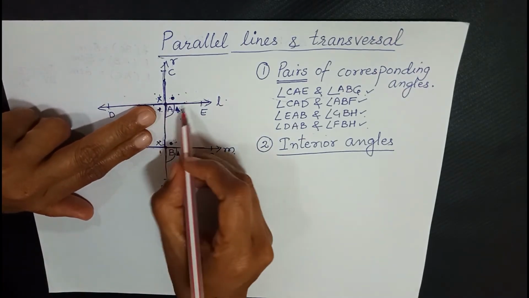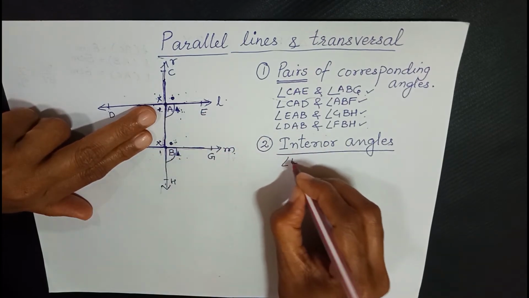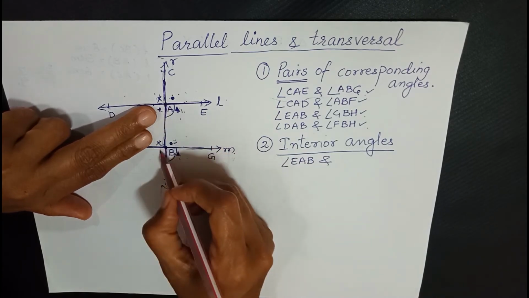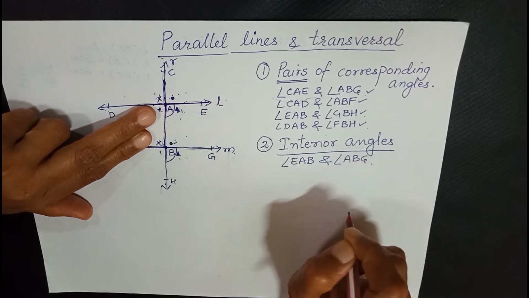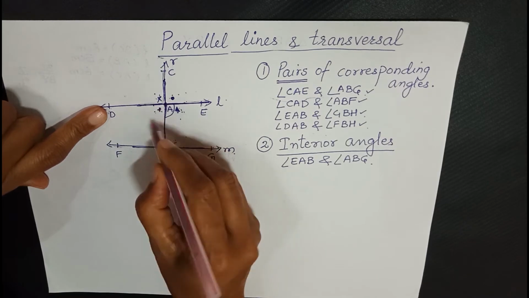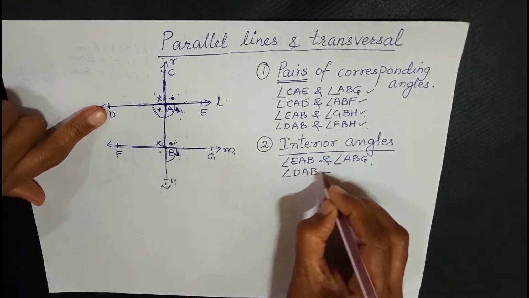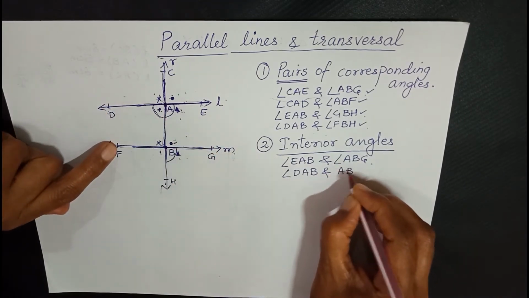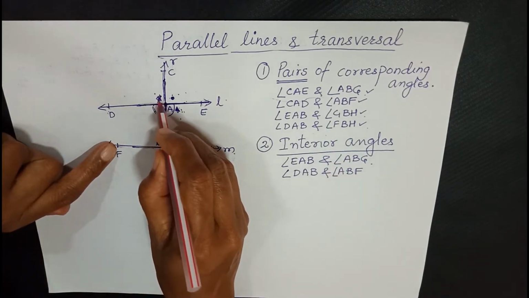So let's write the names. Now this one first, EAB, and this angle, ABG. So this is one pair of interior angles. Next, this one, DAB, that is this angle I'm talking of, angle DAB and ABF. So these are the two pairs of interior angles.